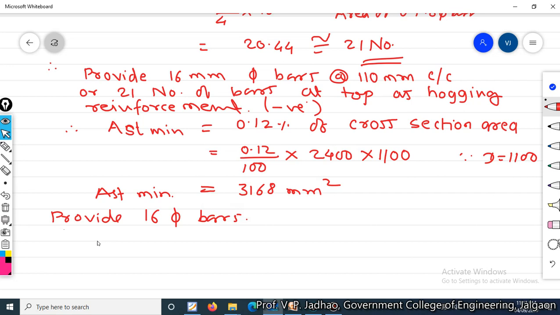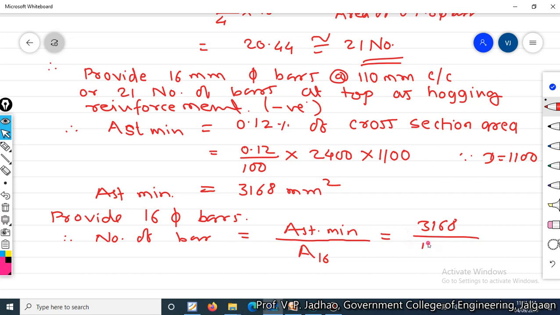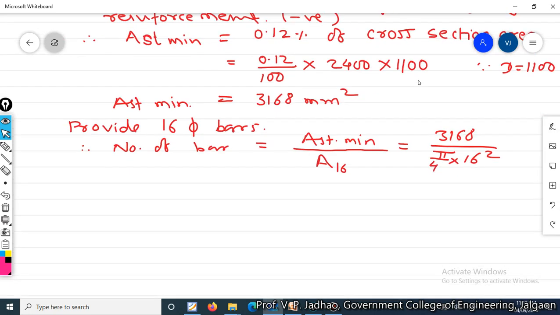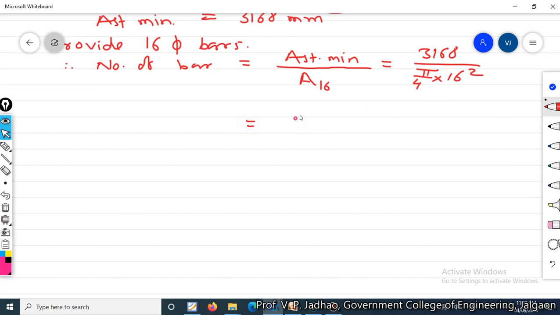Let us again provide 16 phi bars. Therefore the number of bars is equal to AST minimum divided by area of 16 mm diameter bar. So it is equal to 3168 divided by area of one 16 mm phi bar, pi by 4 into 16 square. The area of one 16 mm phi bar is 201.06 mm square, and this will become equal to 15.76 numbers.